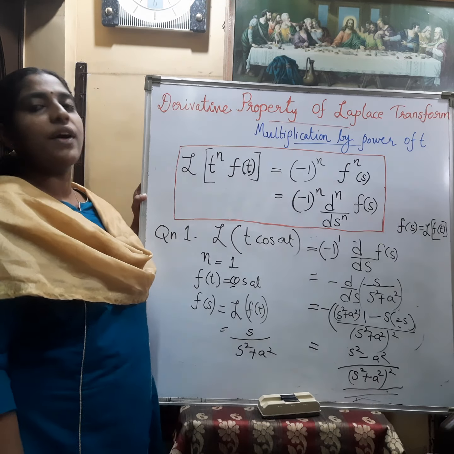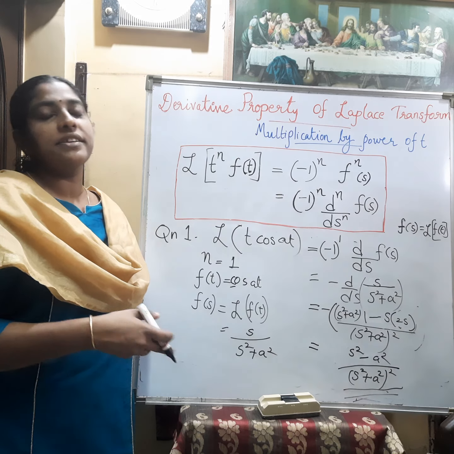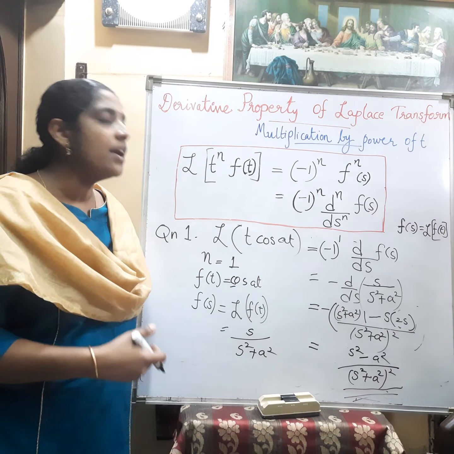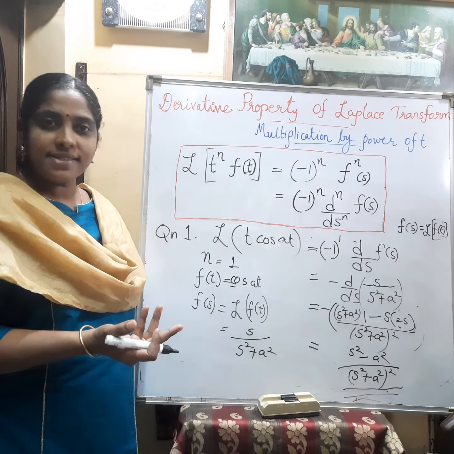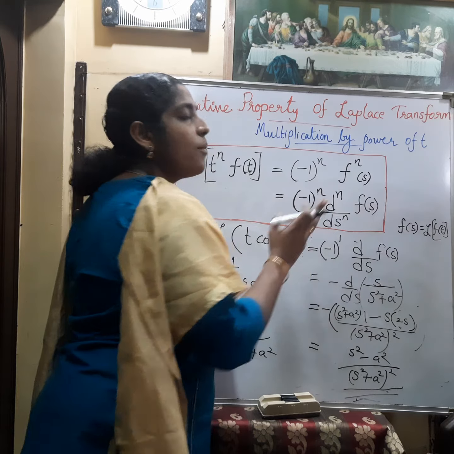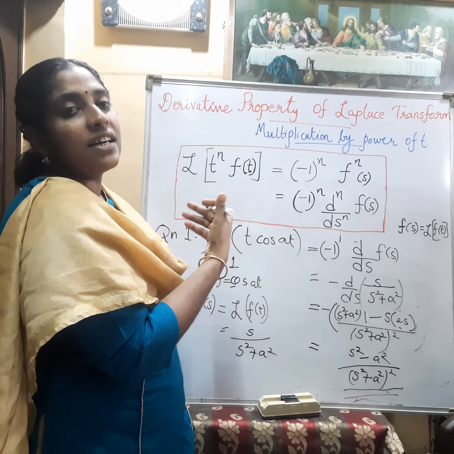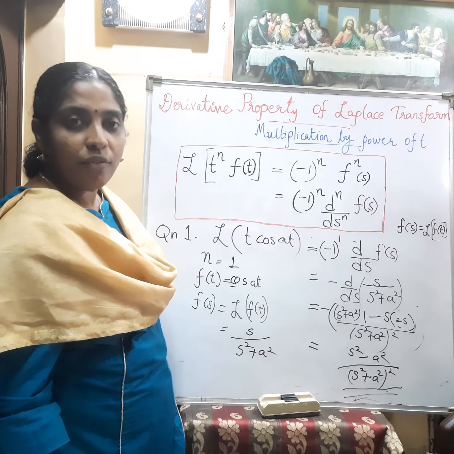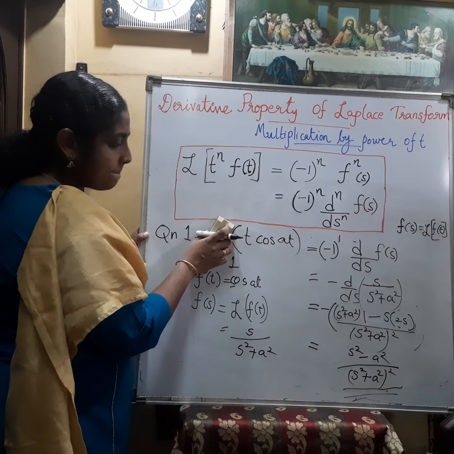Whenever a function is multiplied by some powers of t, the Laplace transform of such functions can be found using the derivative property of the Laplace transform. The nth derivative of the Laplace transform of a function F(s) is (-1)^n times the Laplace transform of t raised to n times f of t. Now we can see one more numerical.